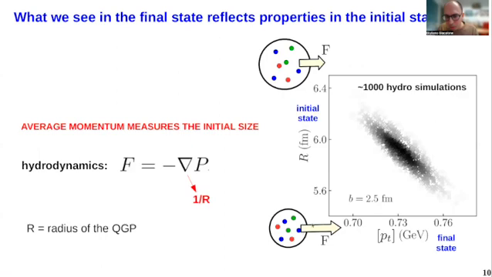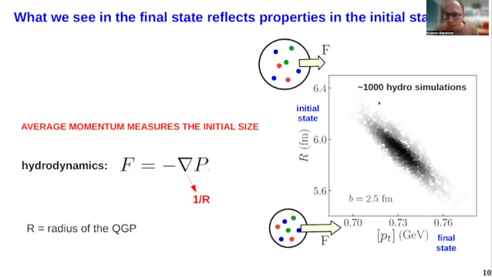And precisely because of this relation, a system which has a small r, like here, will have a stronger gradient and will produce in the final state particles with a higher momentum, whereas a system with a larger size has a lower gradient according to this formula, and so will produce in the final state particles at lower momentum, where the momentum is measured at the end of the simulations.